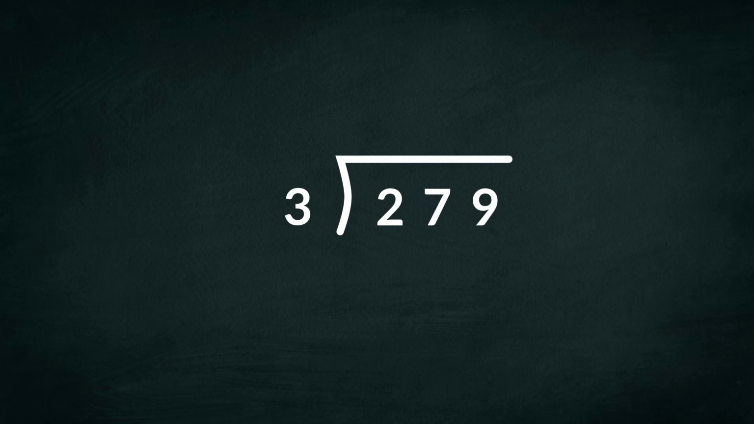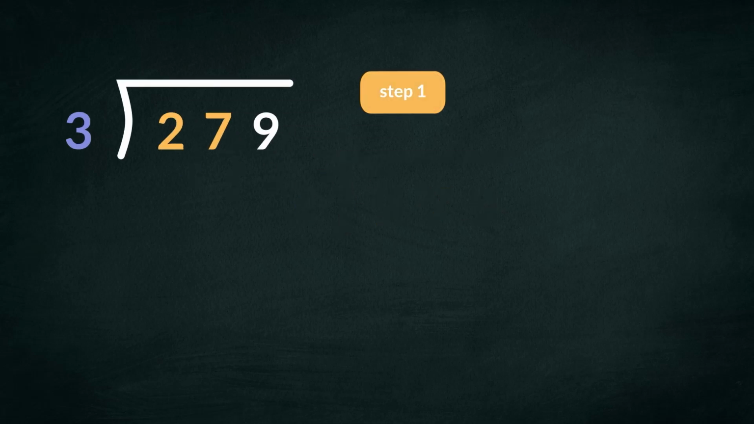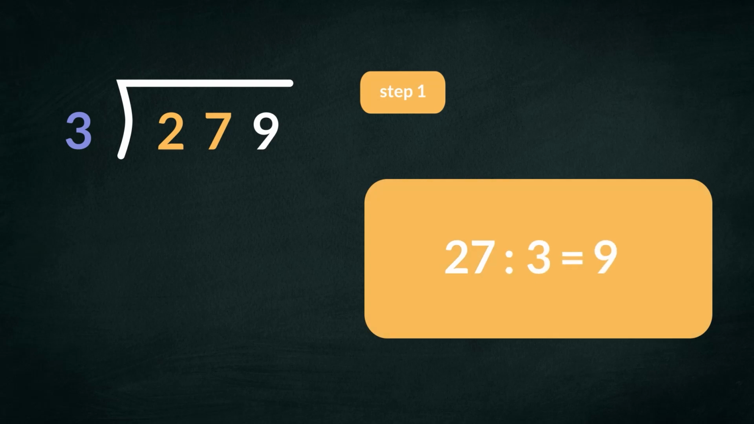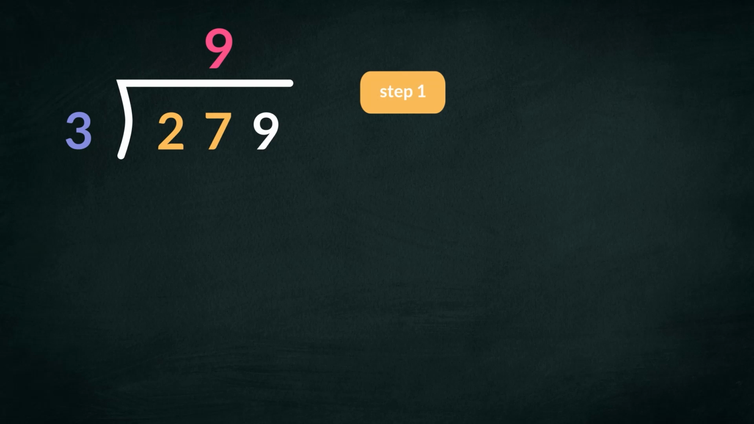We have 279 divided by 3. We can't take each digit and divide by 3 because 2 is smaller than 3. What we need to do is take both 2 and 7 to form 27, making a bigger number than 3. And that is step 1 of our division. 27 is a multiple of 3 because it takes 9 3s to build a 27. We can write down 9 above the line, and this time 9 has to align with 7.